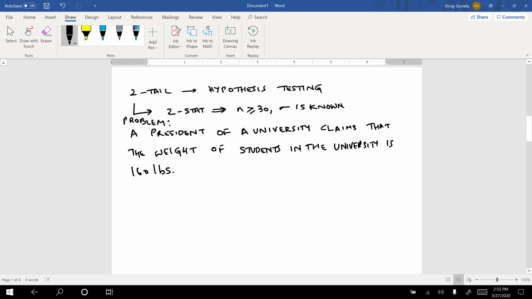So now we want to check whether this claim by the university president is true or not. The president is claiming this for the entire university, so this would be our population mean, which is 160 pounds. This is the first chapter in which we talked about if we claim about the entire population, then that will be a population mean.